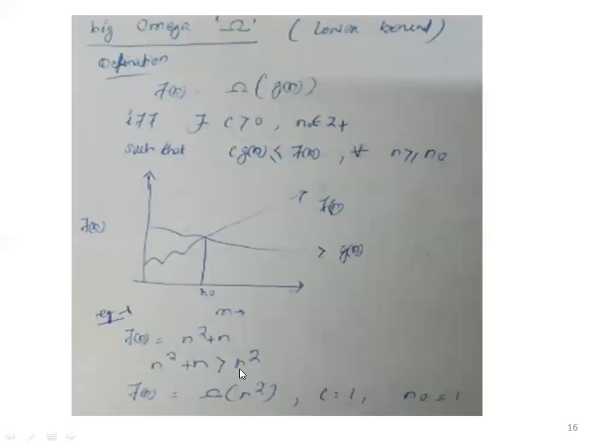And here in this case, the value of c is 1 because 1 into n square. So c value is 1, and n0 value is also 1 because when we put the value 1, it is satisfied, and starting from 1, whatever value we are putting here, all are satisfying. That's why here n0 is 1 and c is 1. So this is the example of lower bound, that is big omega notation.